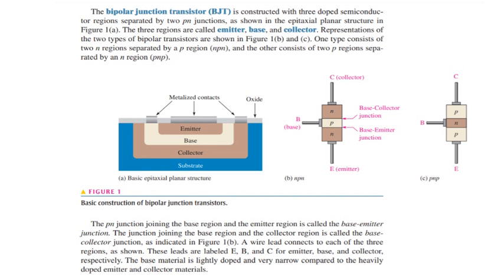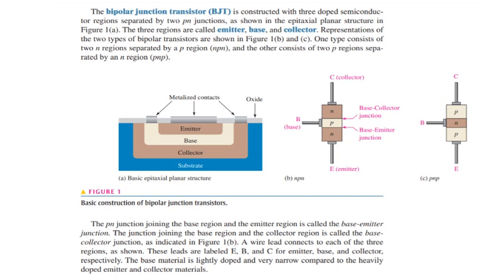So how many terminals do we have here? Three terminals. This is the emitter terminal, this is the base terminal, this is the collector terminal. They are metallized contacts. We know any semiconductor can be either N type or P type. If the emitter is N, base is P, collector is N, we say it is an NPN transistor. Similarly, if the emitter is P material, base is N material, collector is P material, then we can say it is a PNP transistor. So bipolar junction transistors are of two types: one is NPN, another is PNP.